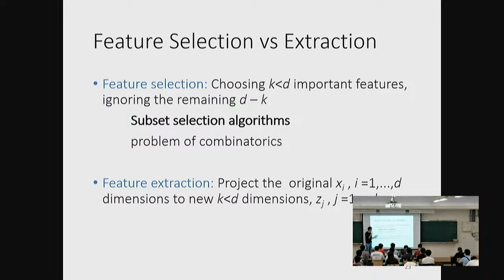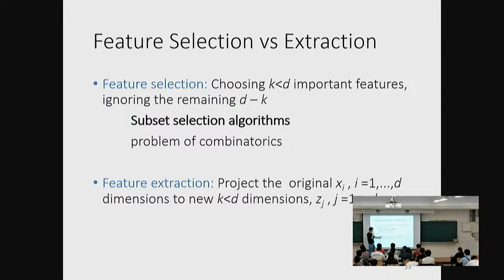This is an issue of combinatorics. There are too many combinations that you can choose, and there's no way you can go through each of the combinations. There are too many of them. So there are some simplifications, simple ways of doing things, but usually they're not globally maximized. But that's one set of approaches.